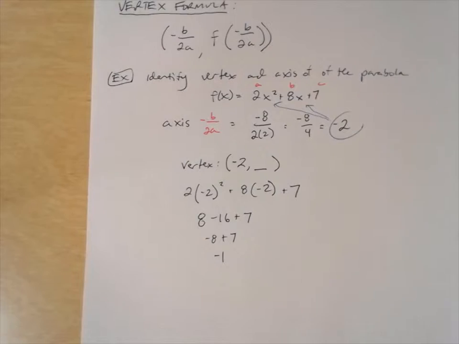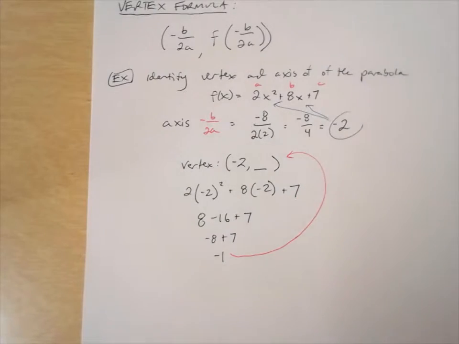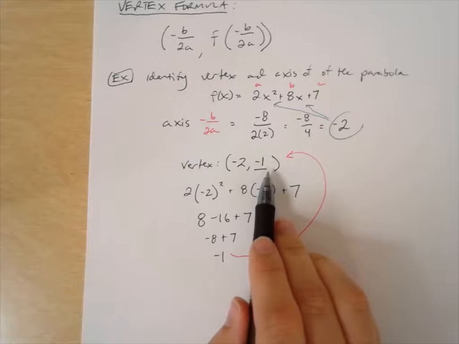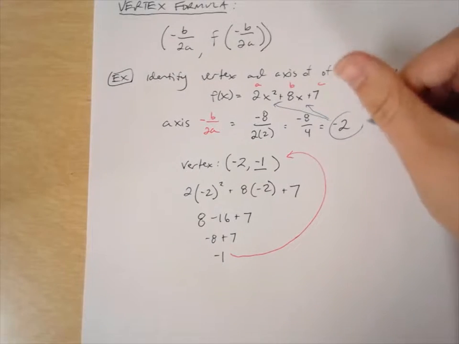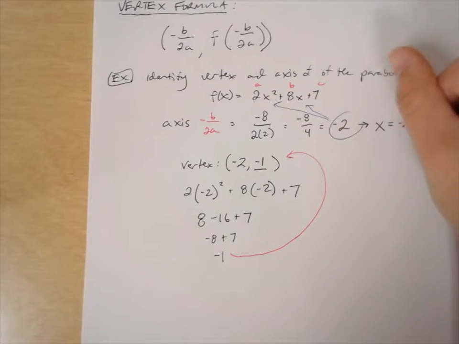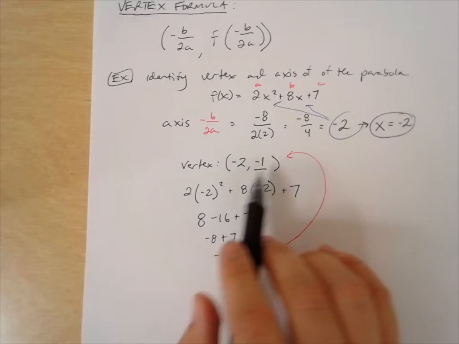And then we take that negative 1 and we put it back as the y value of our vertex. And there we found our axis occurs when, I should verify, x equals negative 2. That's the equation of your axis. And here is the coordinate of the vertex.